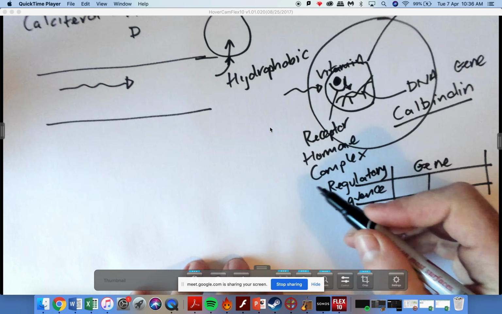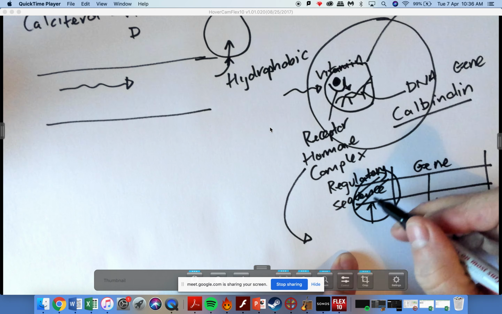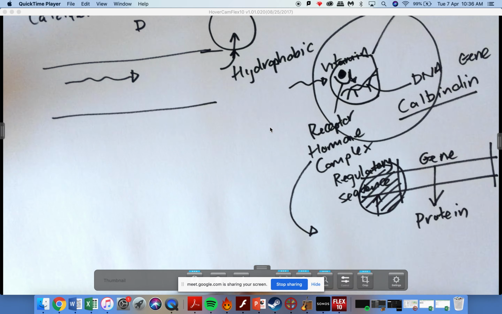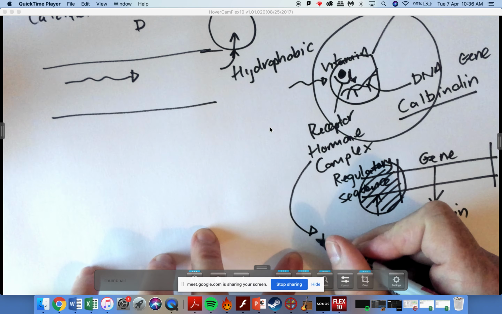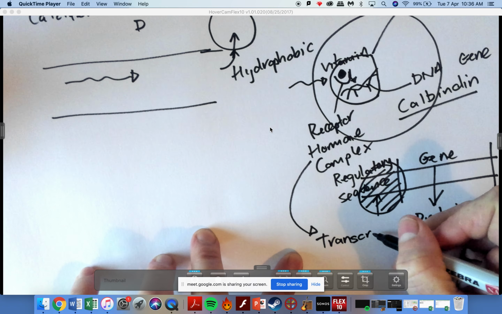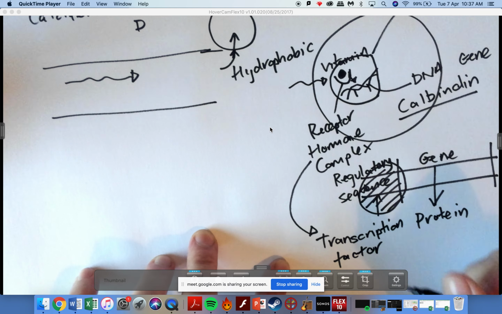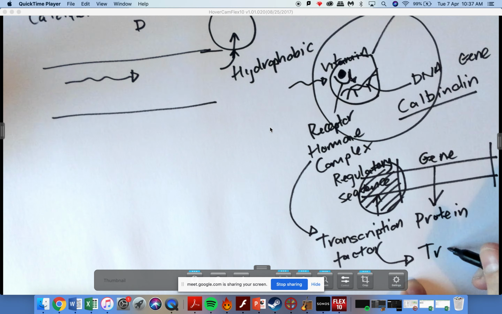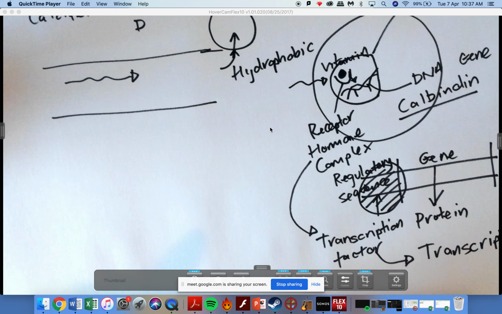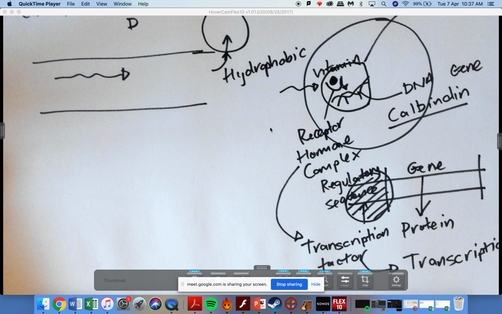So these things, the receptor hormone complex, because it's going to bind, so it's going to bind up here. That's our receptor hormone complex with vitamin D. Because it's going to affect how the gene's used, it's called a transcription factor. And so it's a transcription factor because it's going to cause more transcription. So increased levels of transcription are going to happen.